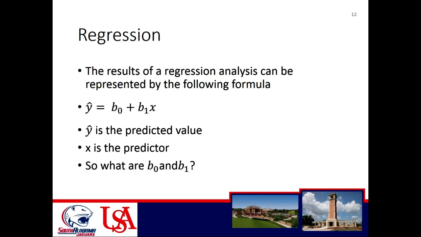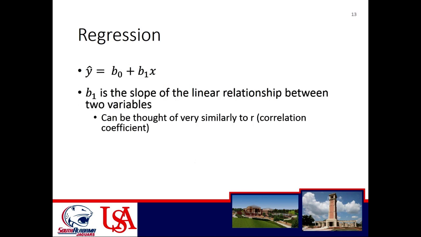So your question you're probably asking right now is, well, okay, if y hat is the predicted value and x is the predictor, what's beta naught and beta 1? Well, when you calculate your regression equation, when you do your analyses in Excel, Excel will give you beta naught and beta 1. So beta 1 is the slope of the linear relationship between the two variables. So beta 1 is what you would multiply by x to get your estimate of y.